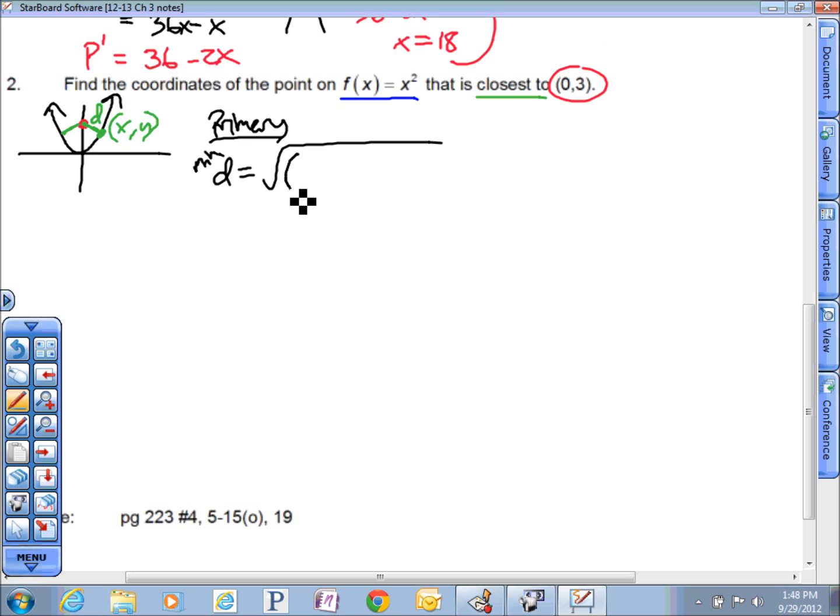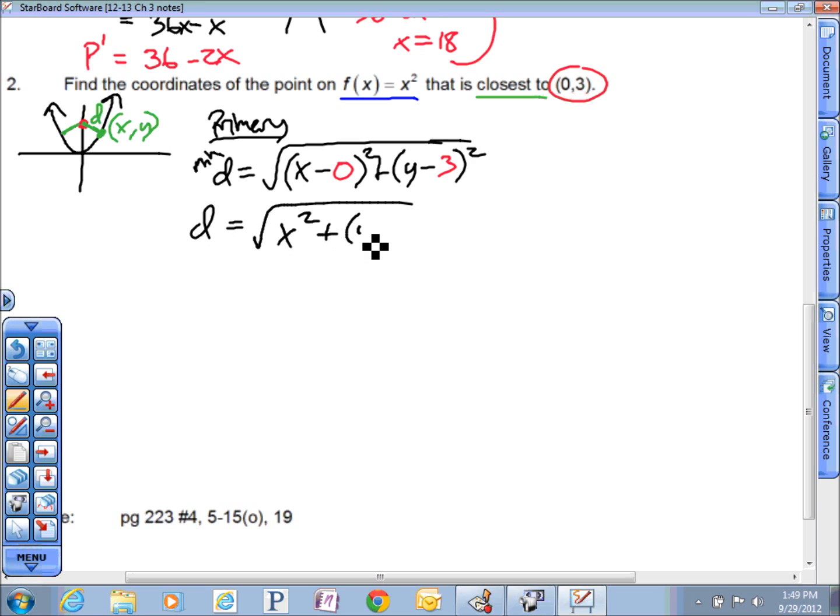So I'm looking at x minus that x-coordinate, which would be 0, squared, plus y minus that y-coordinate, which would be 3, quantity squared. We'll clean this up a little bit so my distance would be the square root of x squared plus the quantity y minus 3, squared. That's what I'm looking to minimize.